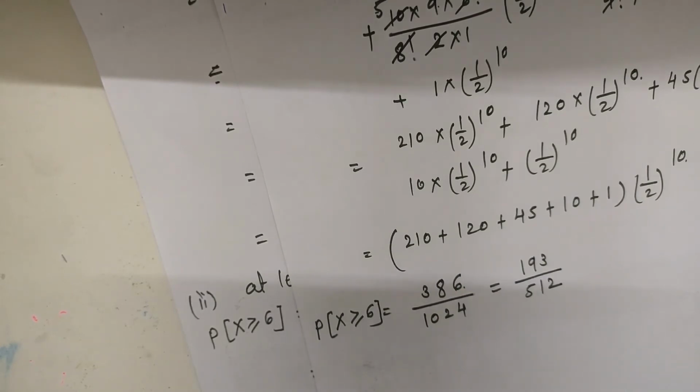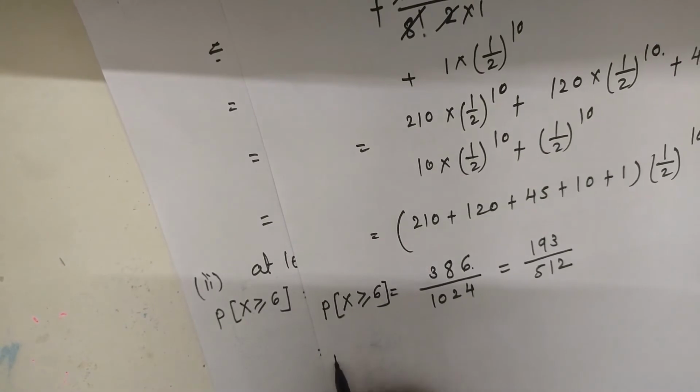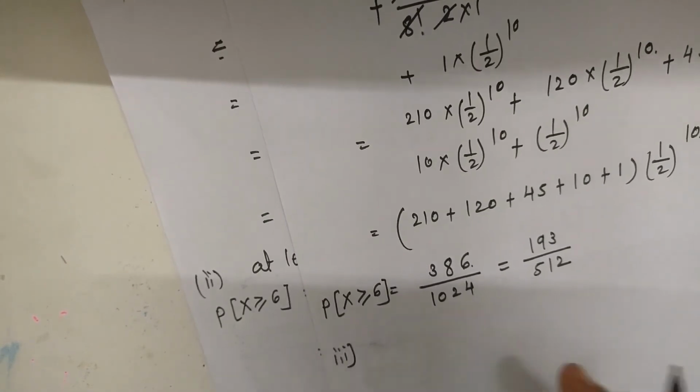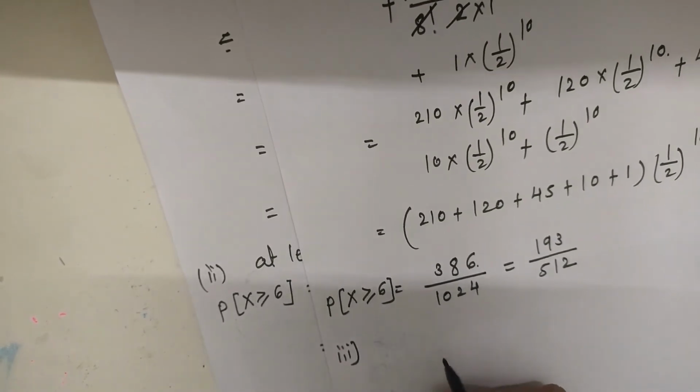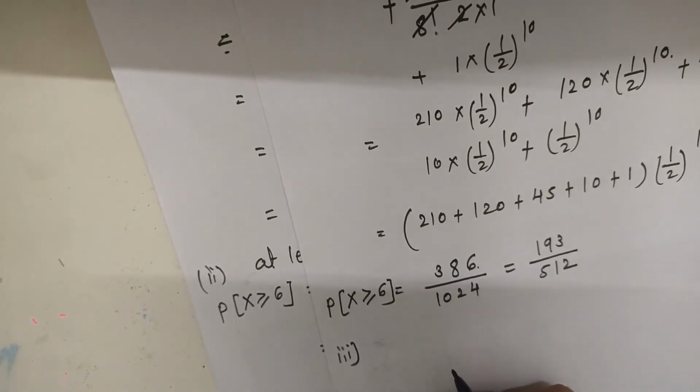Now the next question, for at most 6 sets. At most 6 sets means the maximum value of heads is 6. That is the probability of x less than or equal to 6.